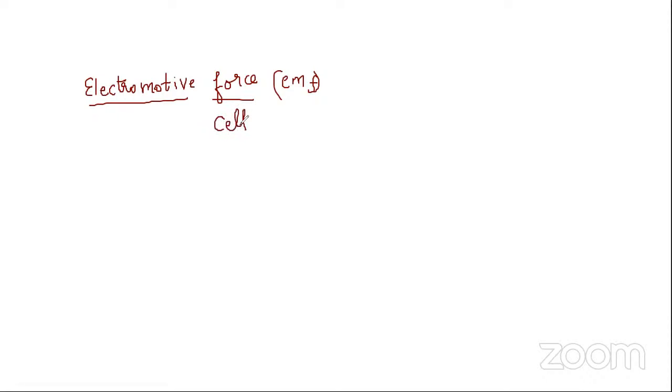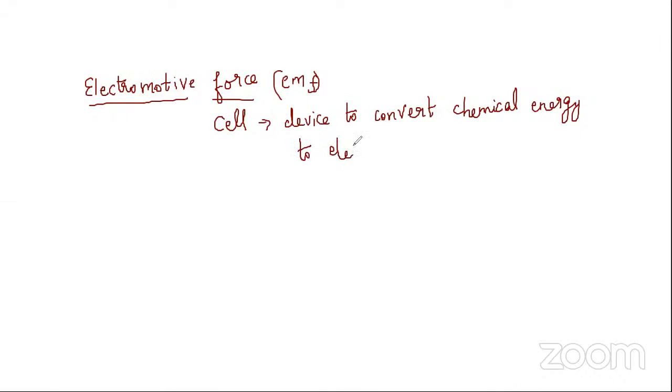What is meant by cell? It is a device actually used to convert chemical energy to electrical energy. Okay, a device to convert chemical energy to electrical energy, that is called a cell. So in a circuit, a cell supplies the energy to drive the electrons.